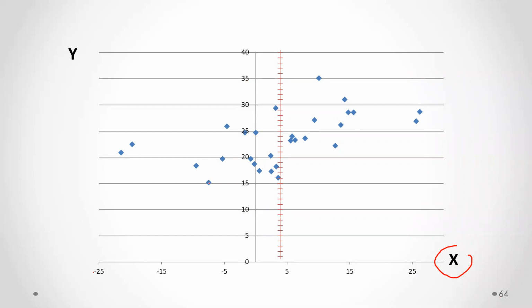So for example, this point is a combination of x and y. When x is minus 4, y is 15, okay? And for this point, when x is minus 20, y is 23. So each point represents a combination of x and y, okay? So let me clear all the drawing here.